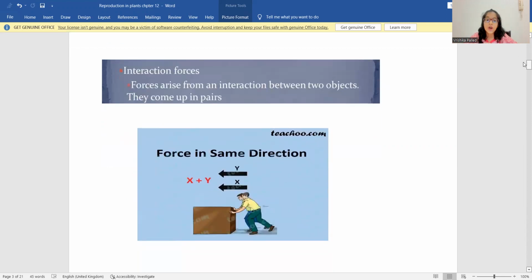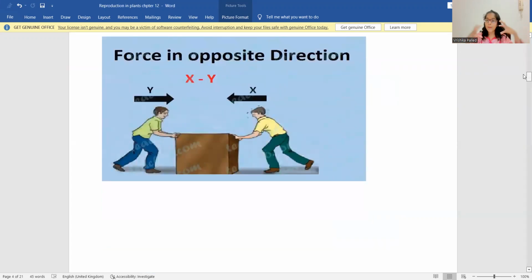Interaction forces. Forces arise from an interaction between two objects. They always come up in pairs. When a force is applied in the same direction, the net force is the sum of the two forces. When forces are applied in the opposite direction, the net force is the difference between the two forces.